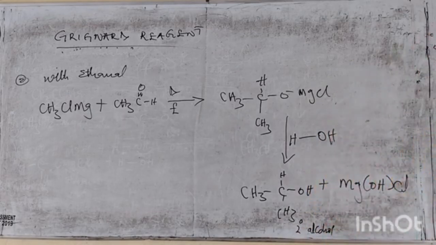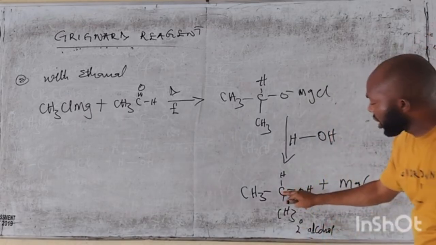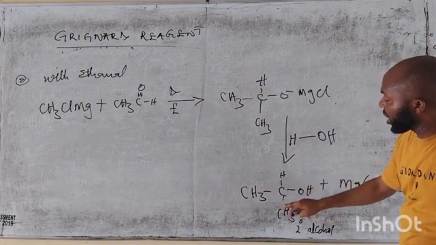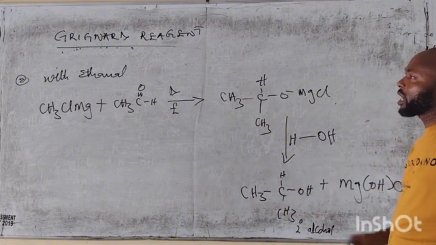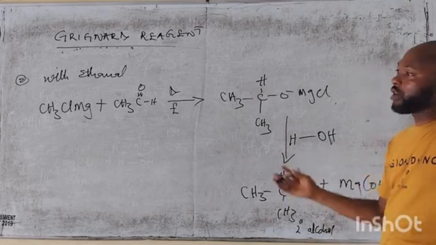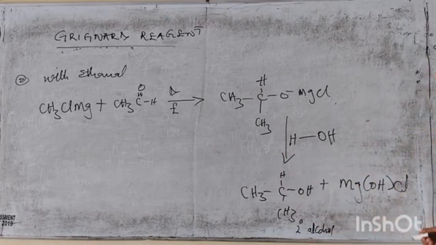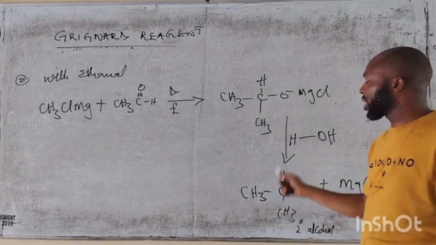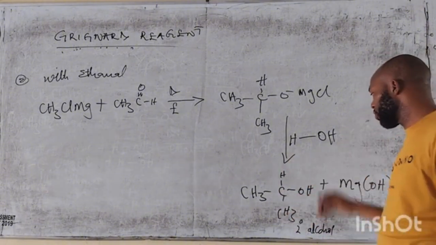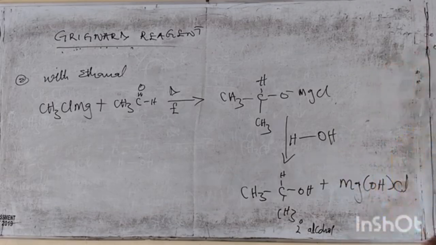Why is this a secondary alcohol? We say the carbon carrying the OH group is attached to two carbon atoms and one hydrogen. The other one, the carbon carrying the OH group, is attached to one carbon atom and two hydrogen. Primary alcohol, secondary alcohol, two carbon and one hydrogen, while tertiary will be three carbon and no hydrogen. So this is it.